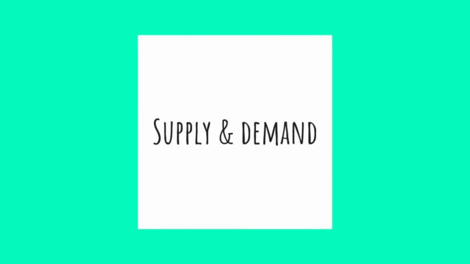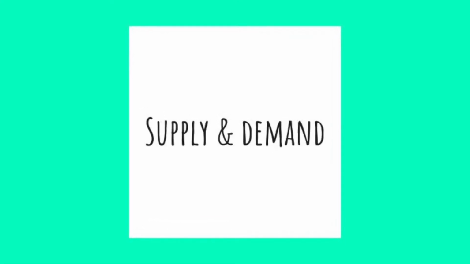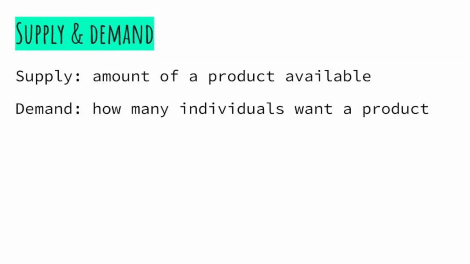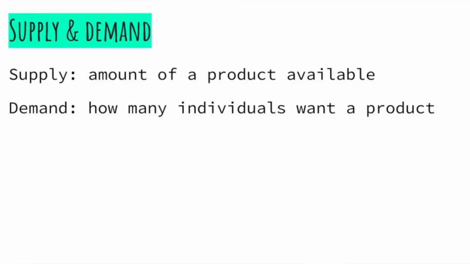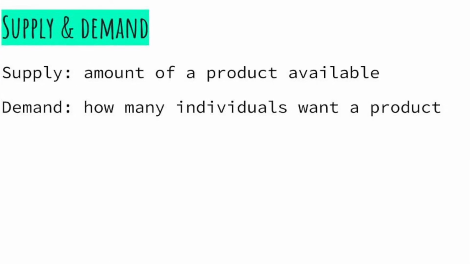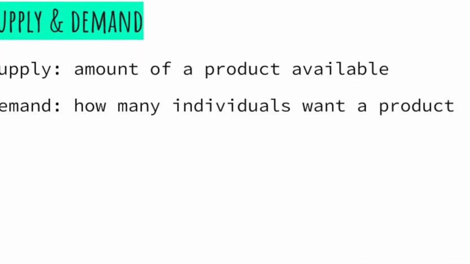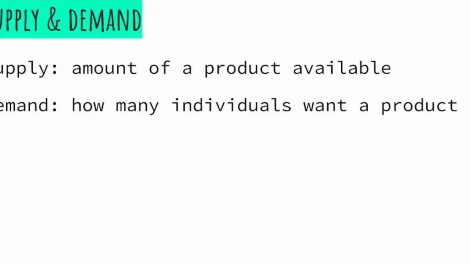Supply and demand. Now this is something that we have talked about, so we're going to review. Remember, supply, that is the amount of a product that is available. So think about if you look at iPhones. Demand, how many individuals want a product. So when people are lining up for iPhones, that is showing the demand.